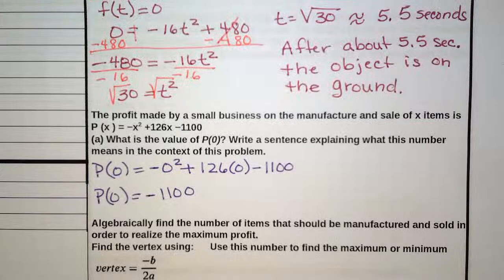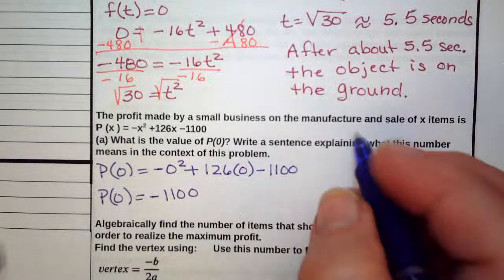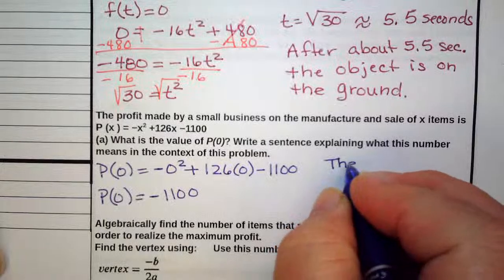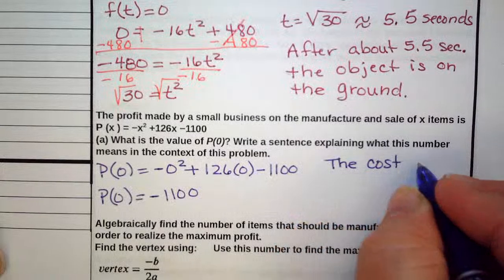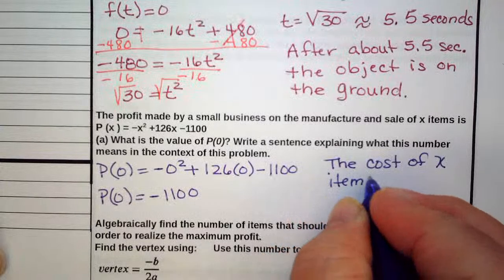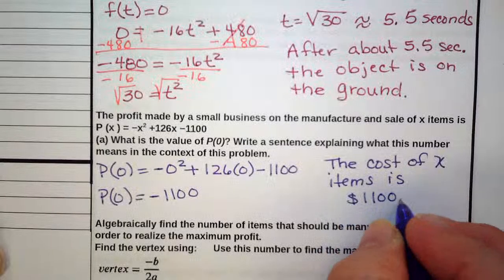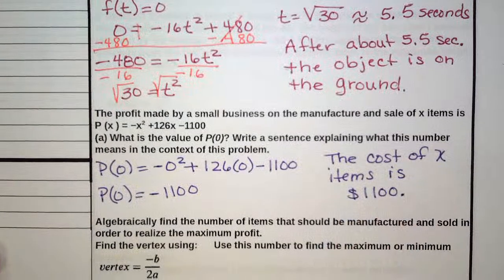Okay, x is the number of items. How many items have we sold? We haven't sold any items. What does it cost us to get those? $1,100. So the cost of x items is $1,100. So when we get ready to sell, we're going to have that $1,100 to buy our product.